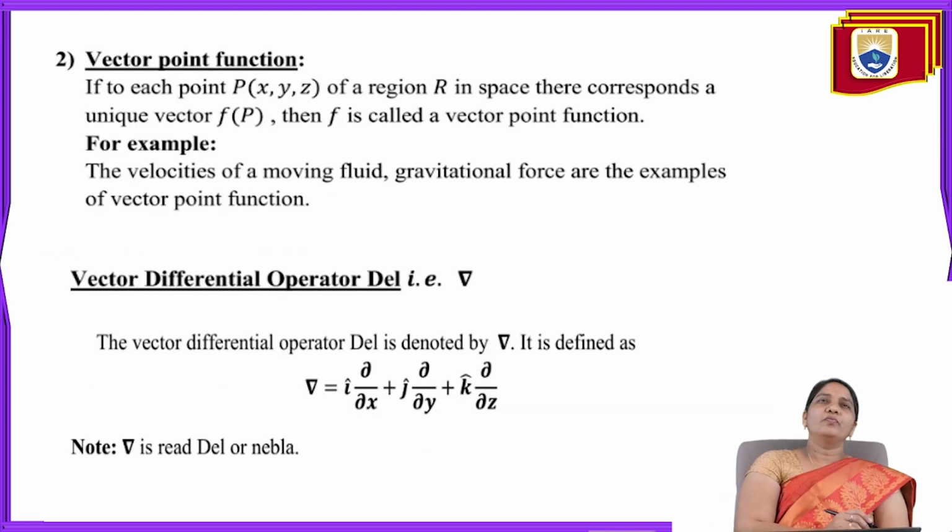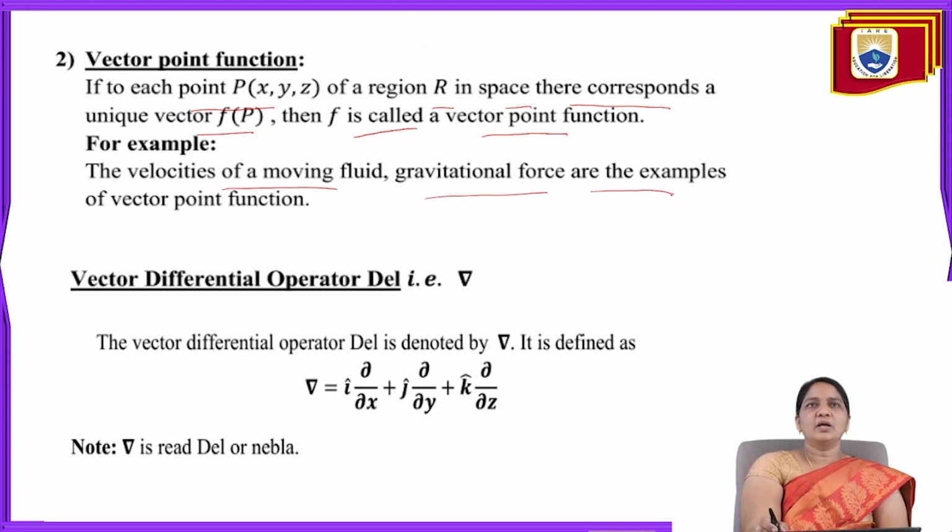Coming to the vector point function. If to each point P of x, y, z of a region R in space, there corresponds a unique vector f of p, then f is called a vector point function. For example, the velocity of a moving fluid and gravitational force are examples of vector point functions.